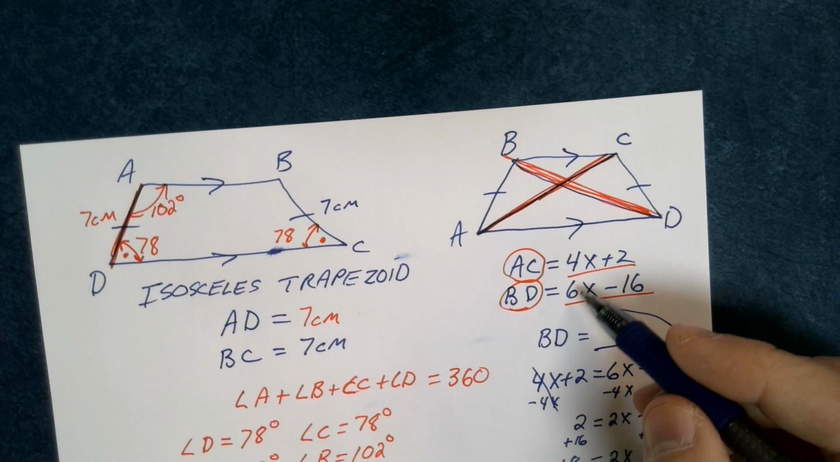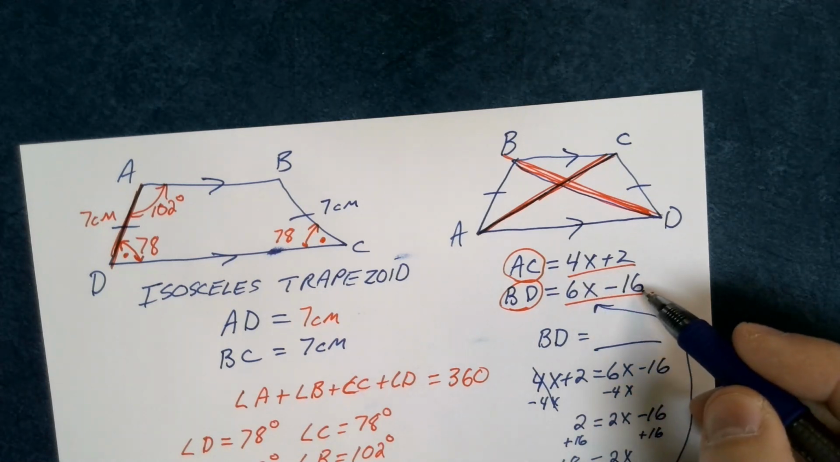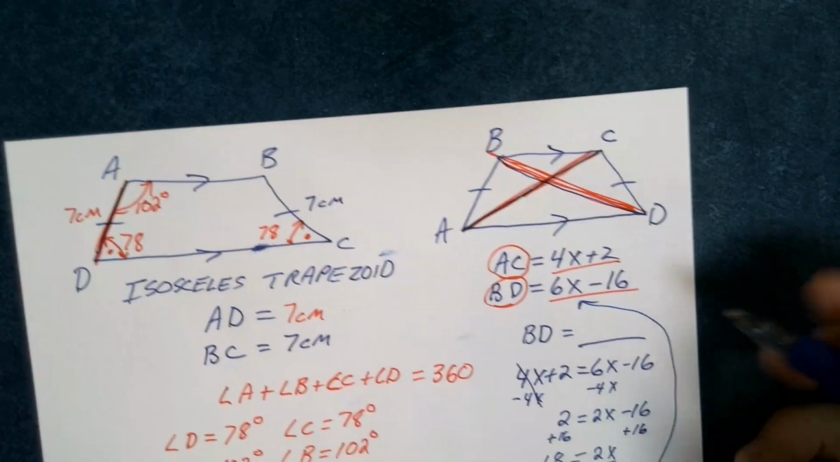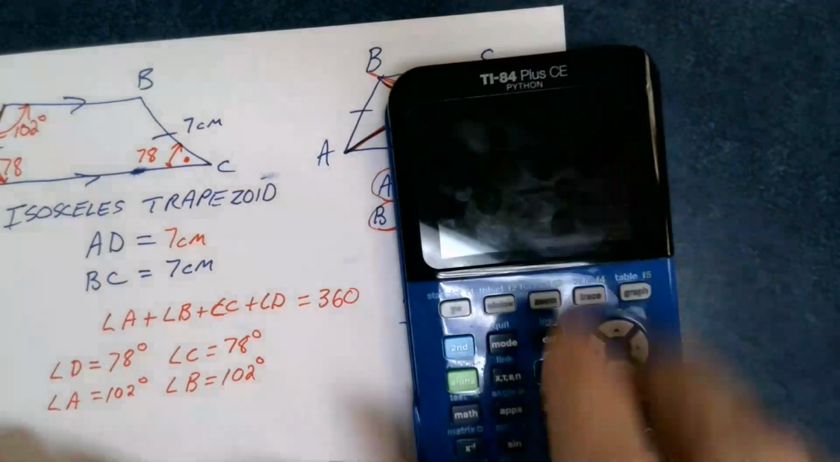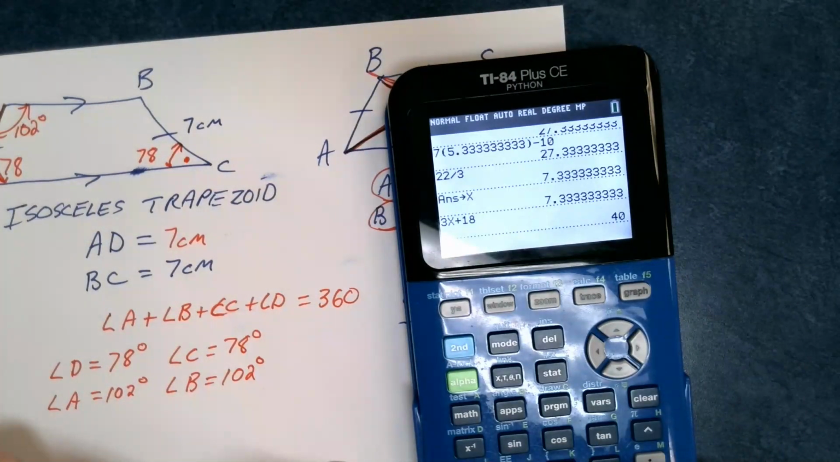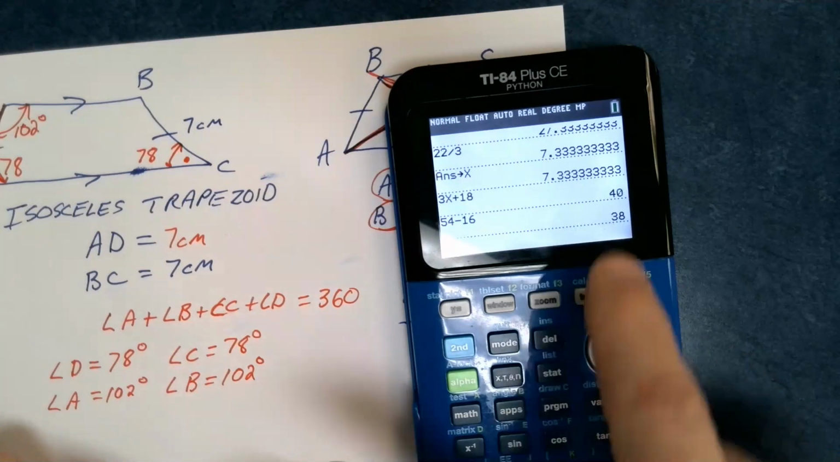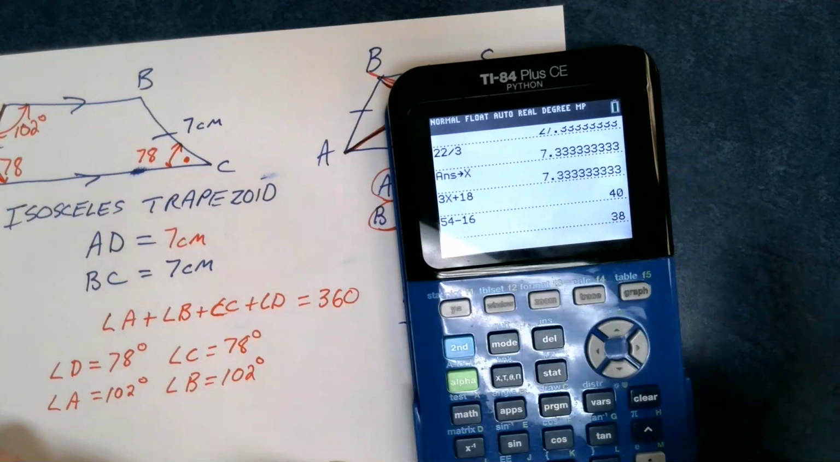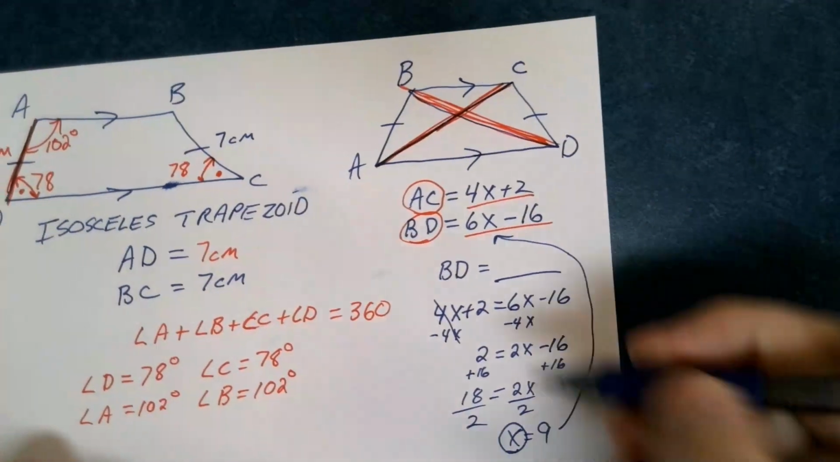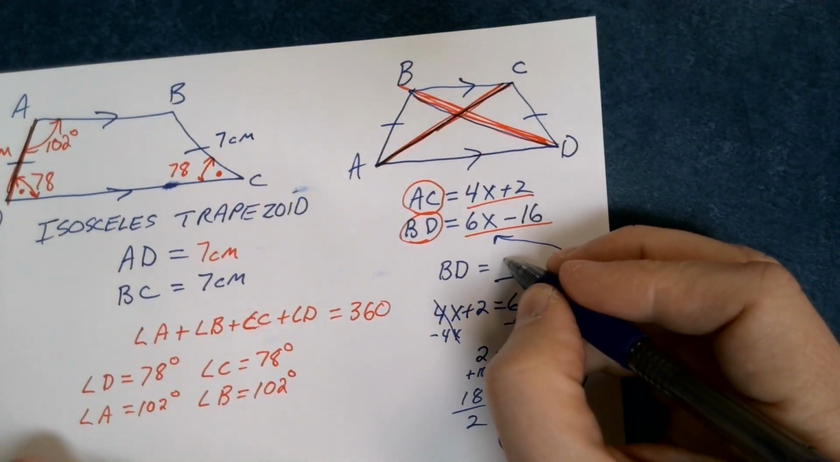So 6 times 9 is 54. 54 minus 16. And it's okay, I don't have a problem if you need to go to your calculator and do 54 minus 16 and get that answer. At least we'll know that if you put it in right, it's going to give you the right answer. So that answer gives me 38.